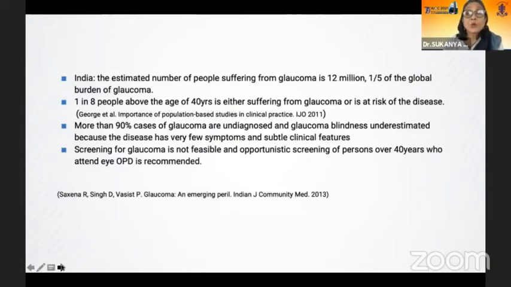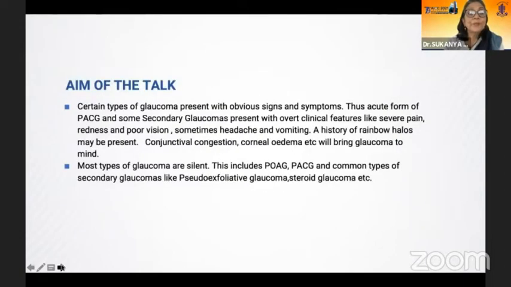Now, screening for glaucoma is not feasible, as I've said before. So opportunistic screening of persons over 40 years who attend the IOPD is recommended. Now, certain types of glaucoma present with obvious signs and symptoms. So when you have an acute form of primary angle closure glaucoma, or you have some of the secondary glaucomas, they have obvious presenting features and the diagnosis is quite obvious.